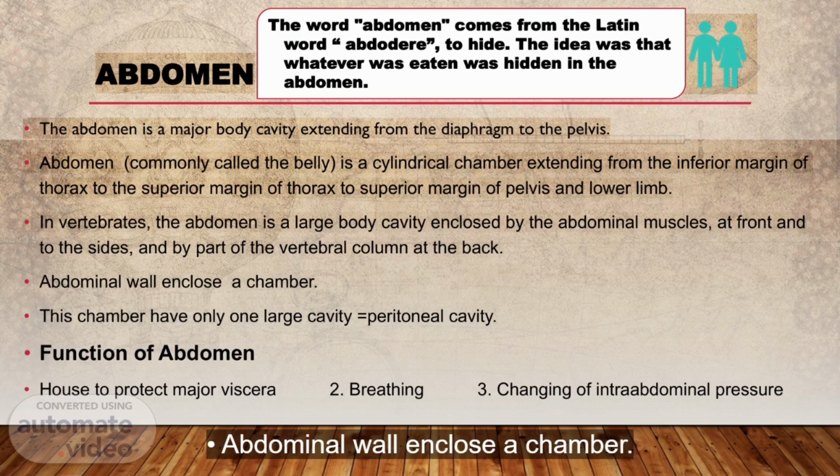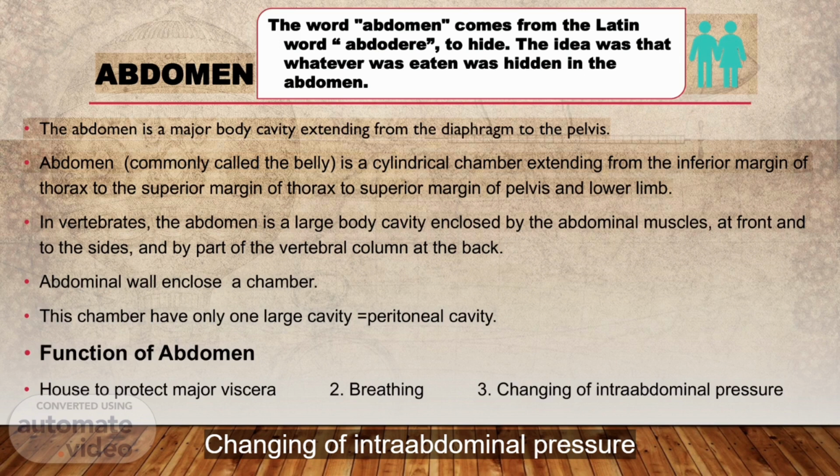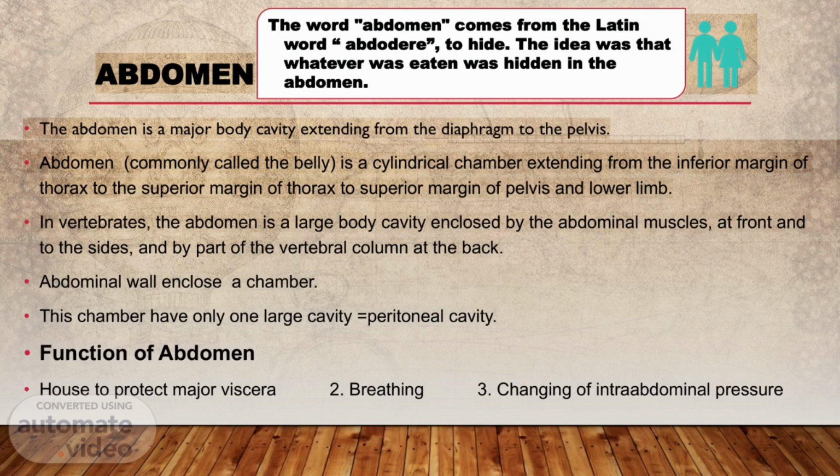Abdominal wall encloses a chamber. This chamber has only one large cavity, the peritoneal cavity. Function of abdomen: 1. House and protect major viscera. 2. Breathing. 3. Changing of intra-abdominal pressure. The word abdomen comes from the Latin word abdere, to hide. The idea was that whatever was eaten was hidden in the abdomen.